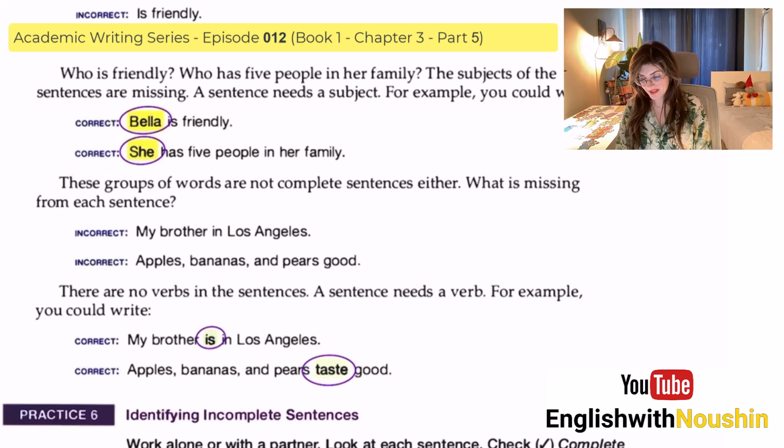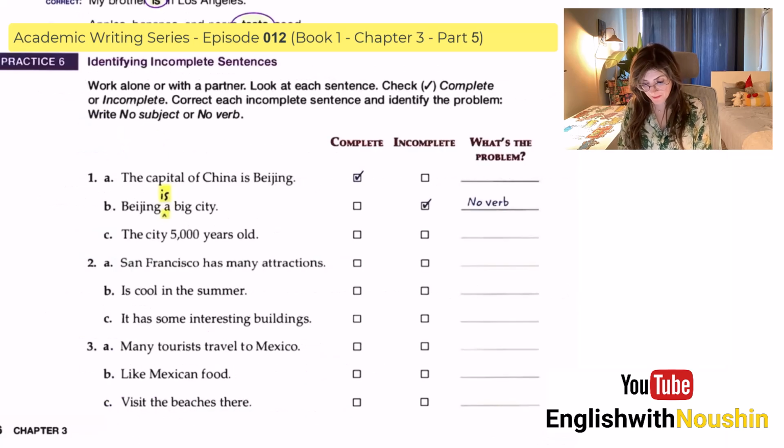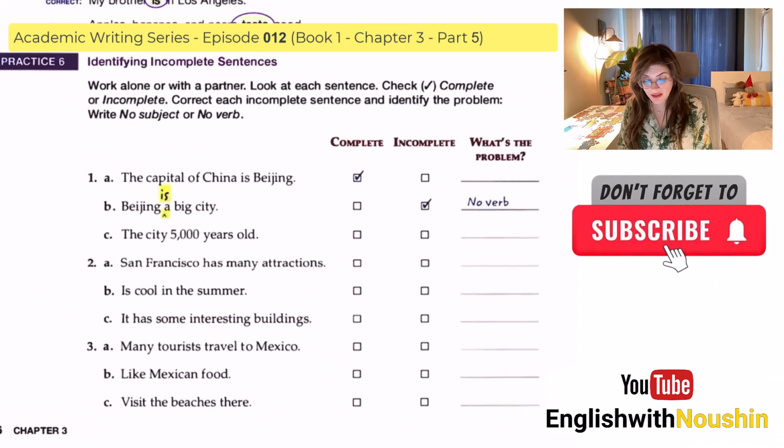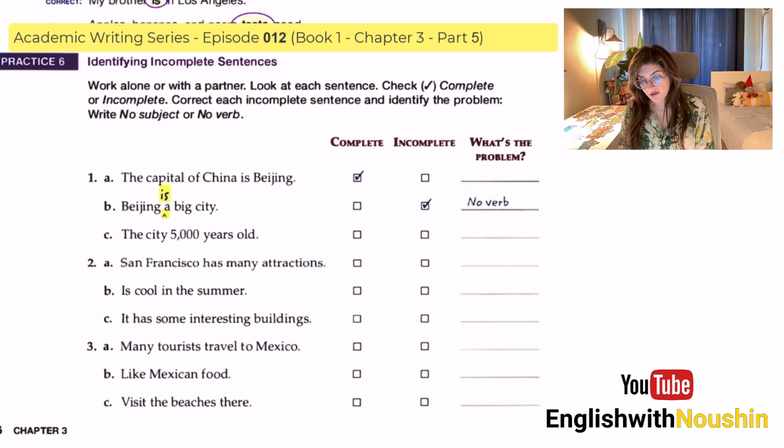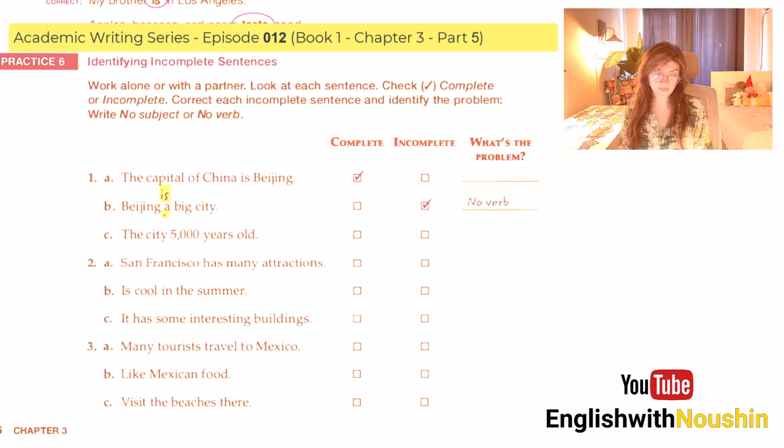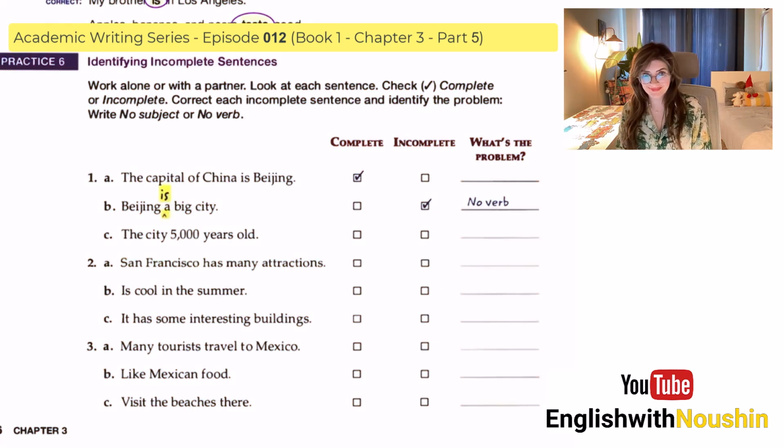Again, we've got another exercise, practice number 6. It says, look at each sentence. Check, tick, complete or incomplete. And of course, if they are incomplete, find the problem. Is the subject missing or is the verb missing? Take as much time as you need. Ding, ding, ding. Let's see.